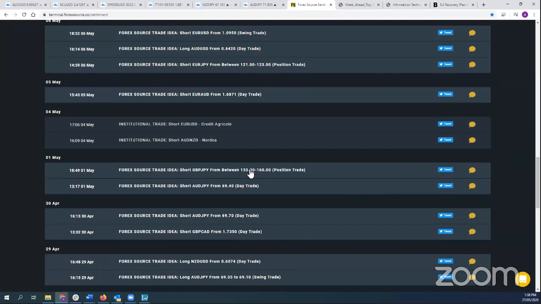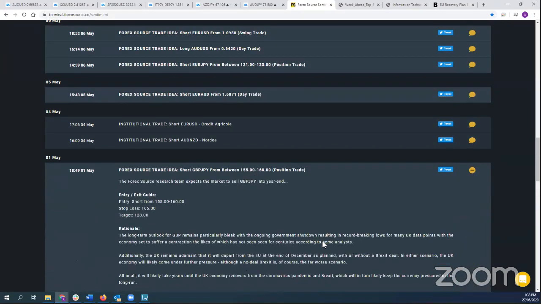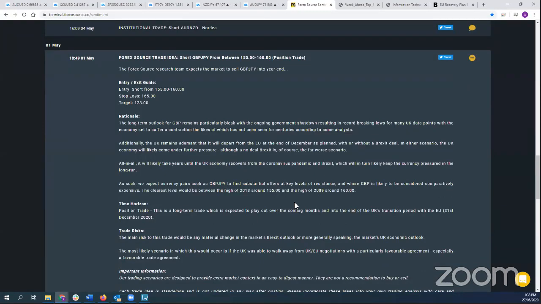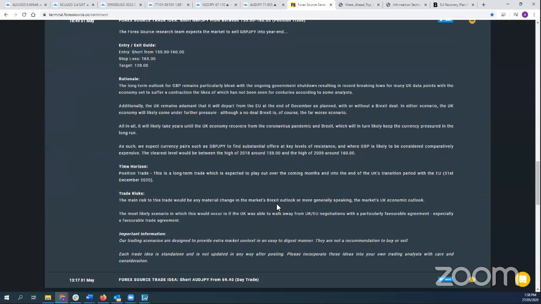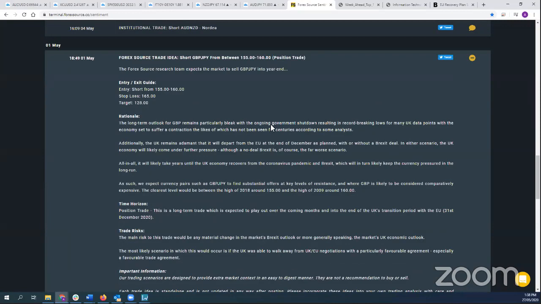There we go. So, position trade: shorting the pound yen from between 155 and 160. Let's just quickly see what the analyst's rationale was. So the long-term outlook for the pound remains particularly bleak with the shutdown.